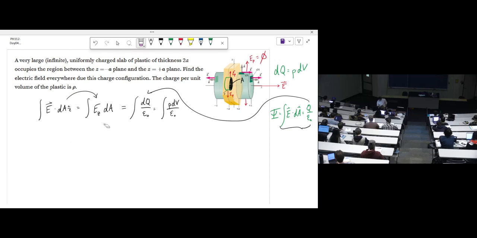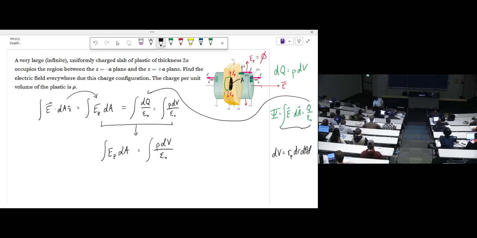Okay, so now what I want to do is take these two integrals right here: the integral of E sub z times dA equals the integral of rho dV over epsilon naught. And I told you guys two class periods ago that dV in cylindrical coordinates is the polar radius, I'll call it r sub p, times dr d theta dz.